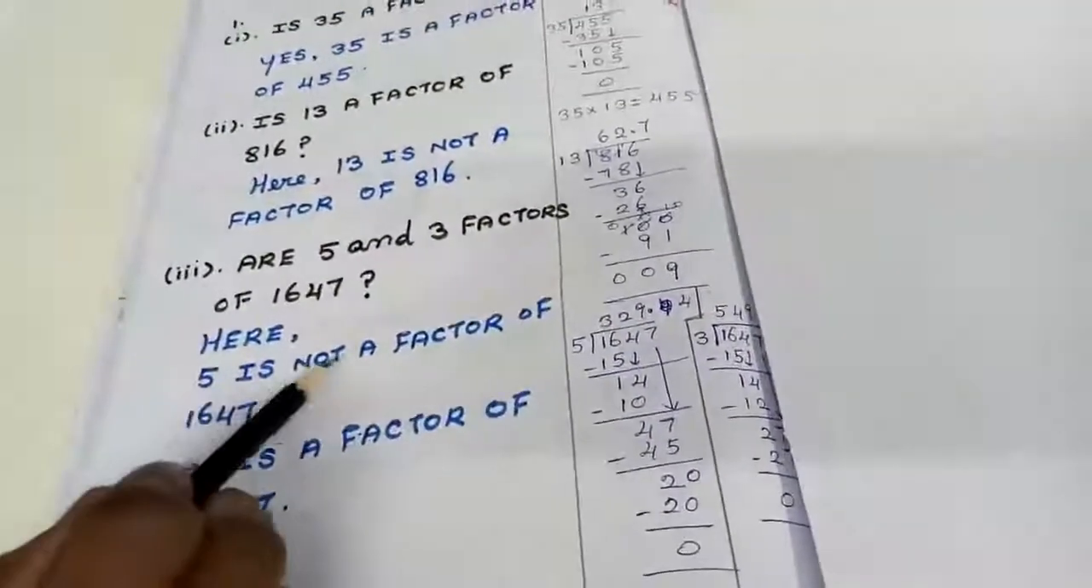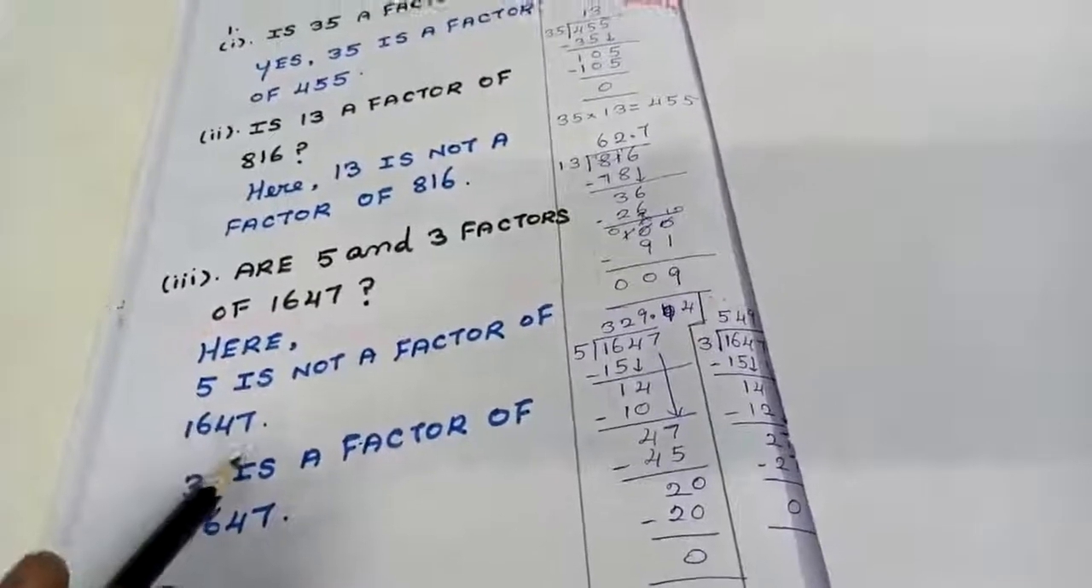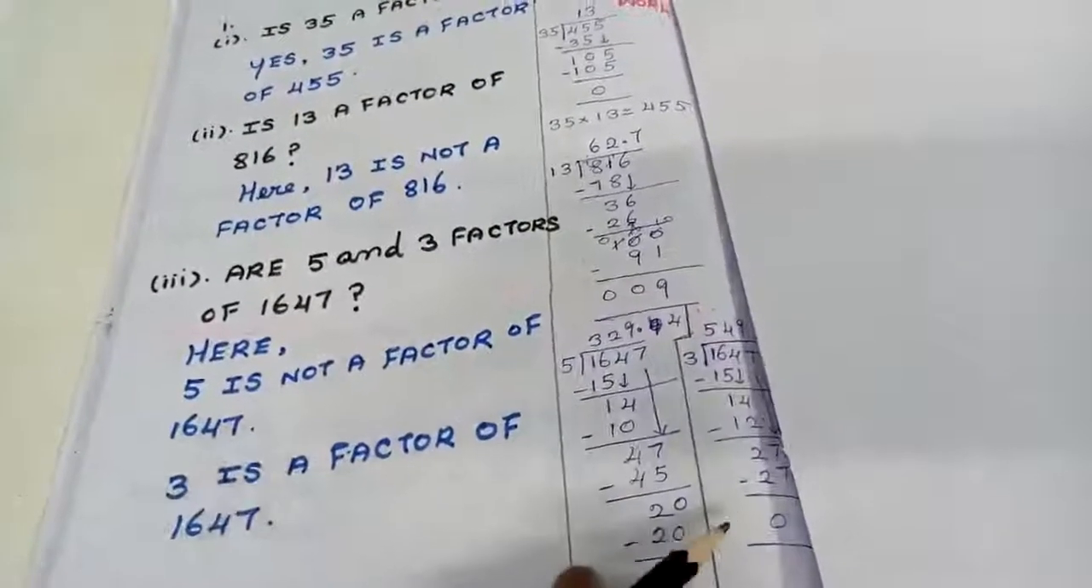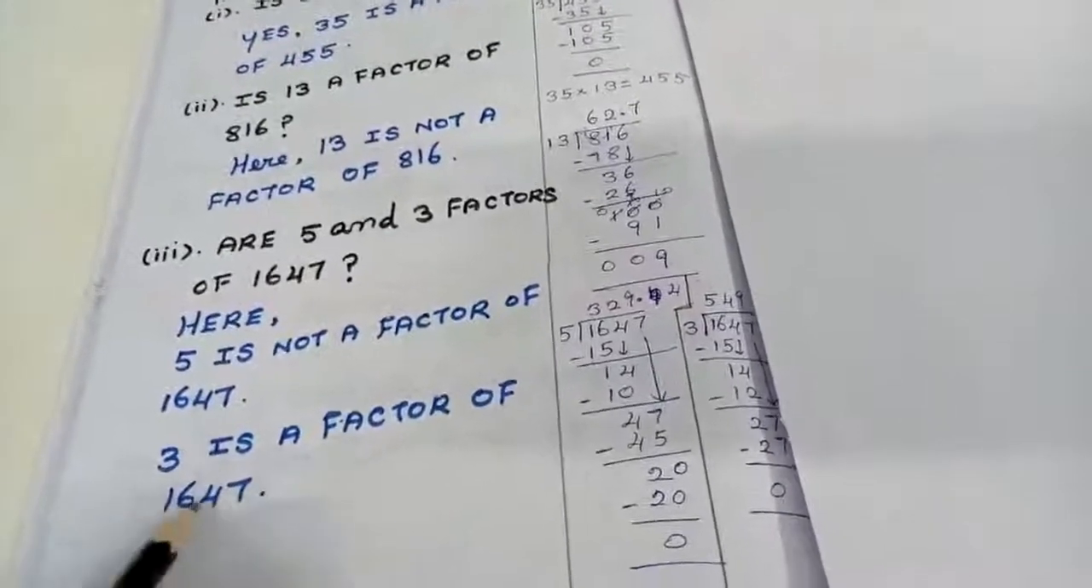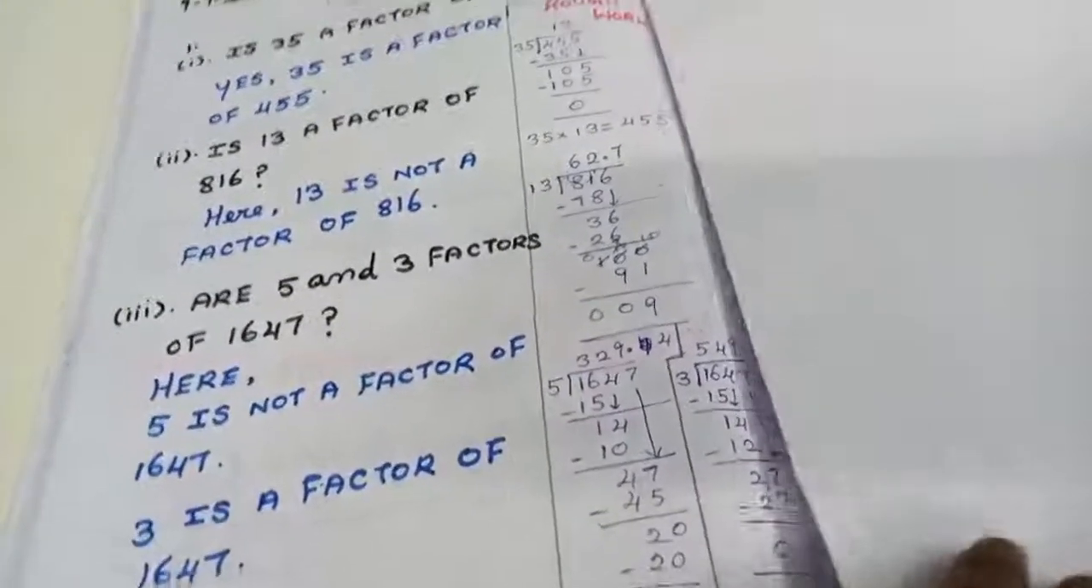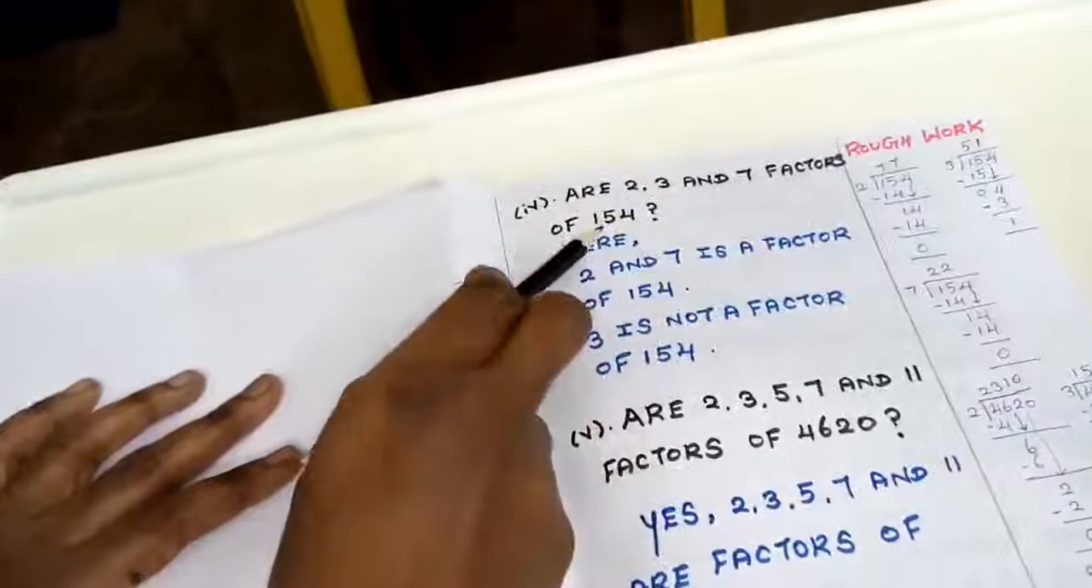So 5 is not a factor of 1647, and 3, while I am dividing, I will be getting the answer as 0. So 3 is a factor of 1647. The next, 3 and 7 are factors of 154.